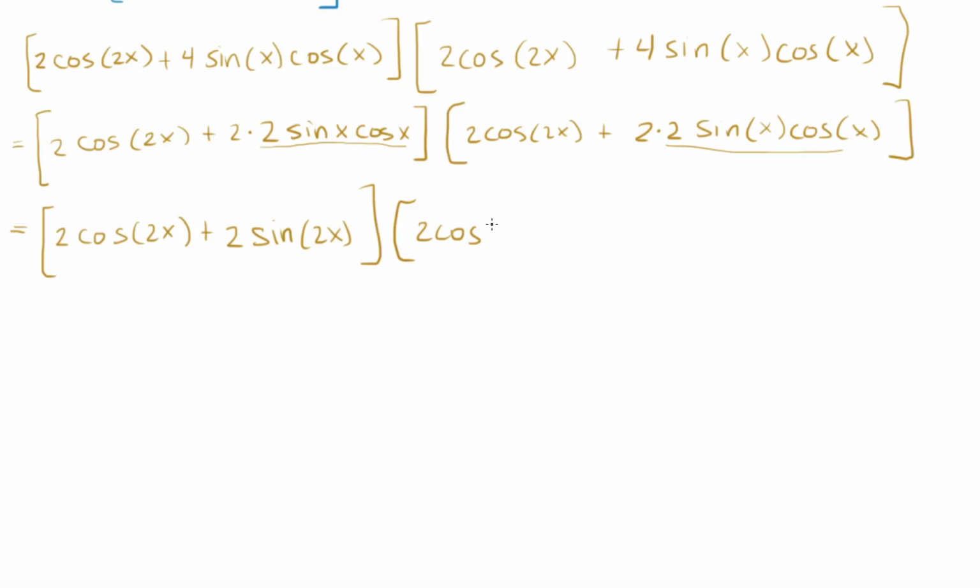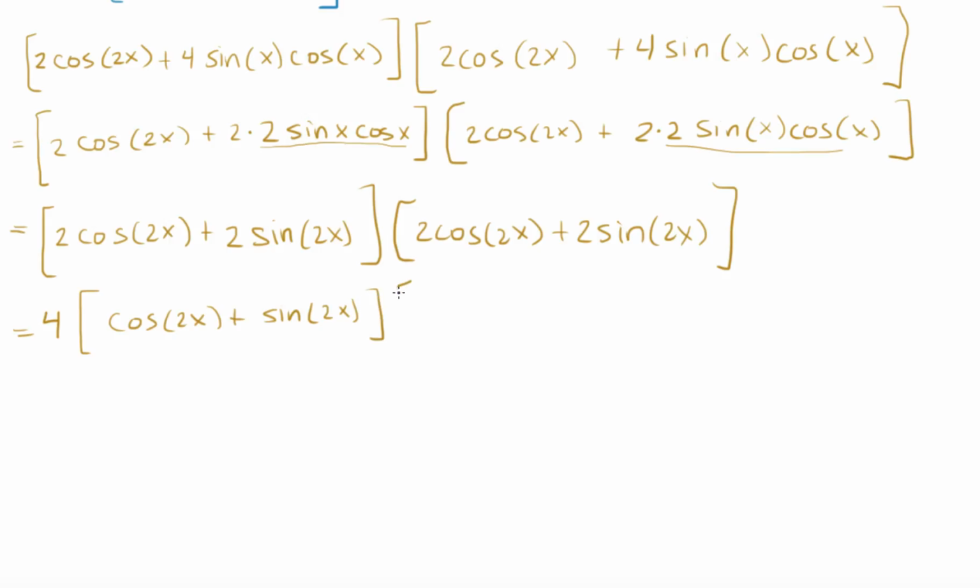2 cosine of 2x plus 2 sine of 2x. You can factor the 2's both on this one and this one. You have left 4 times cosine of 2x plus sine of 2x multiplied by that again. So again, I factor the 2 from this parenthesis and the 2 from this one. I got 4.